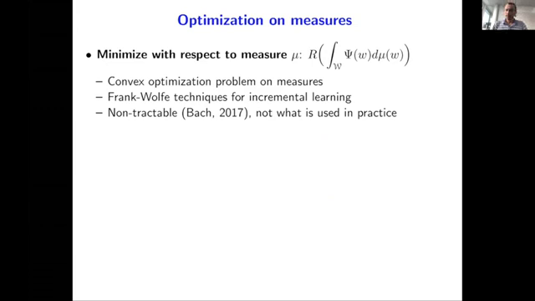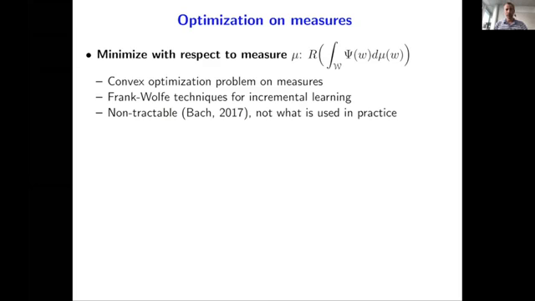The first thing you can think of is that it's convex on a set of measures, and measures are the convex hull of Diracs. So maybe I can use Frank-Wolfe techniques, which are dedicated to learning over convex hulls. People have tried this, but the issue is that the task of adding a neuron to the convex hull, to do incremental learning, which is classical for Frank-Wolfe techniques, ends up being NP-hard. So you replace a difficult problem by a sequence of difficult problems, which is not really helpful. Even more importantly, nobody does that in practice.